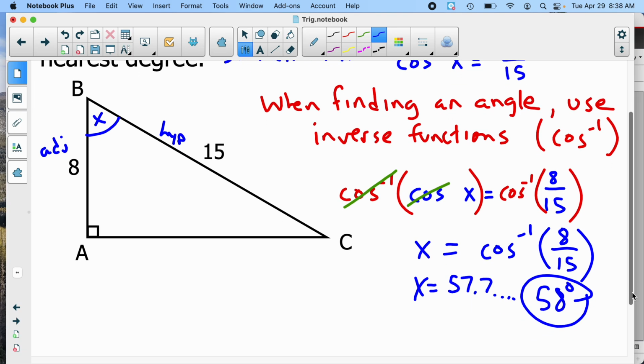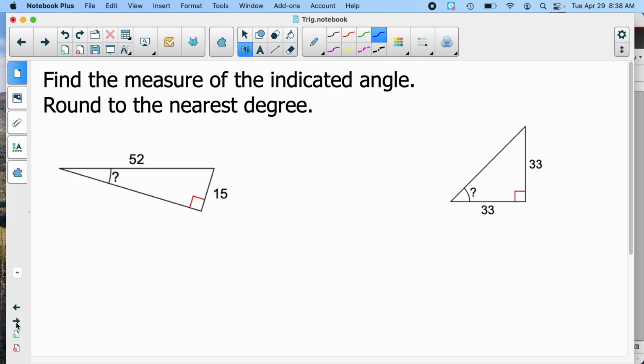So when I solve for an angle, I need to use the inverse function. Let's practice a couple of those. In these two, we're going to solve for angle measures. We're going to round our answer to the nearest degree. So again, how do we start? We start with SOH CAH TOA.